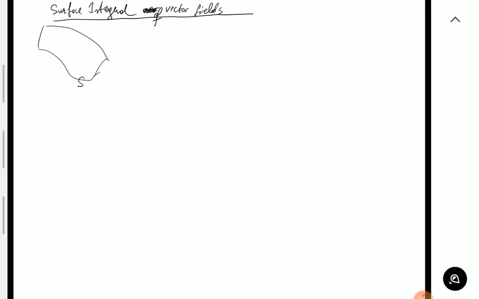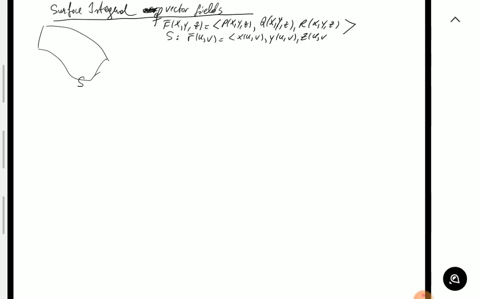And so let's say that now we have a vector field in 3D with the components P of XYZ, Q of XYZ, and R of XYZ. Just like before, the surface is identified by a parametrization X of UV, Y of UV, Z of UV, with U and V in some parameter domain D.